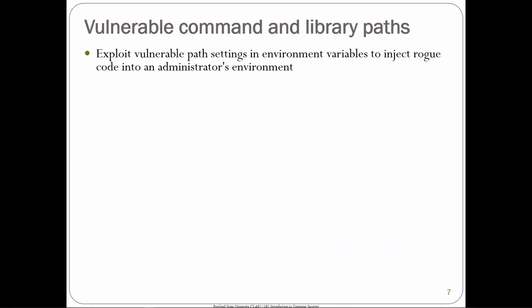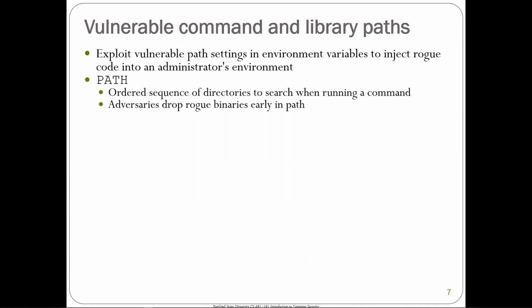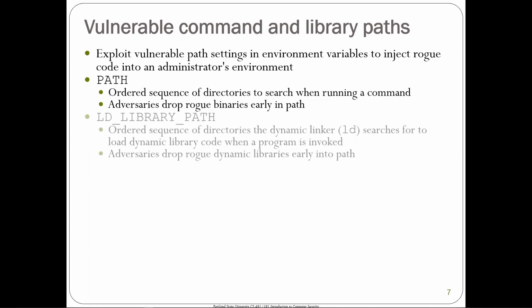Another way is to exploit these vulnerable command and library paths. And we covered this earlier when I covered Linux. There are multiple environment variables that control where you get your software from in the shell. So one of them is the PATH environment variable. It's an ordered sequence of directories that your shell searches to figure out where a particular program you want to execute should be run from. And so if you manage to put the current directory in someone's path, then you can drop a binary in that path and then cause them to execute that version of your program.